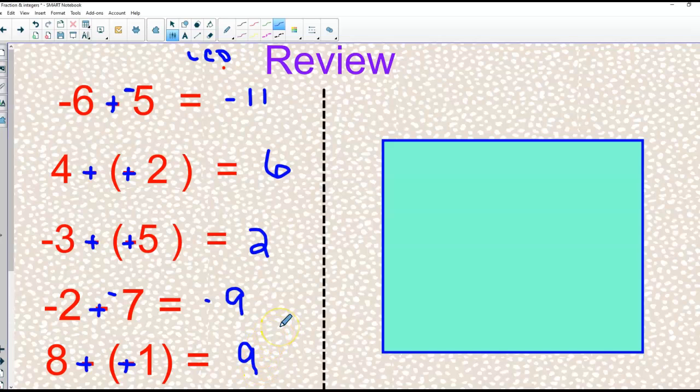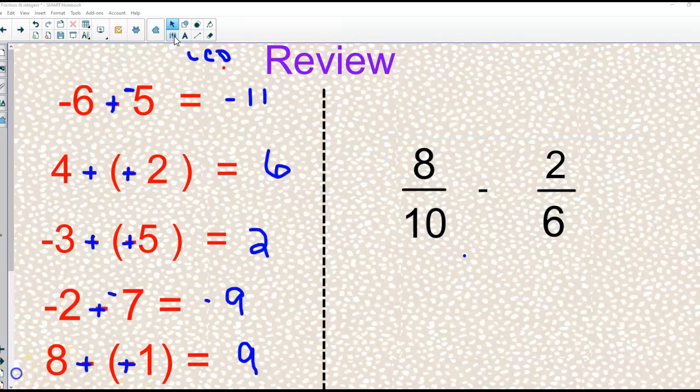Okay, so the next thing I want to review is subtracting a plain old fraction. So our problem here on the right-hand side says 8/10 minus 2/6. If you remember, we need a common denominator. Right? So probably the best one I can use here would be 30. You could have used 60, but 30 is a lot smaller.